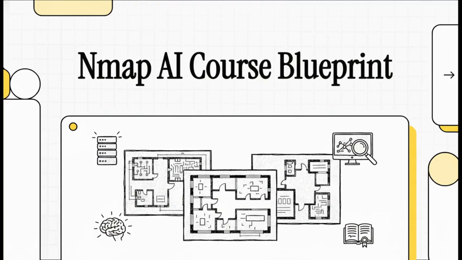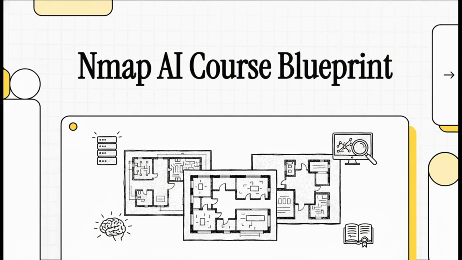Welcome to This Explainer. Today, we're looking at something that is frankly just completely fascinating. We aren't just reading through a text document here, we're actually reverse engineering an architectural blueprint. We're going to look at a single incredibly dense AI prompt that was specifically designed to generate a premium, full-length educational course on Nmap. Now, if you know Nmap, you know it's basically the ultimate X-ray machine that cybersecurity pros use to scan and map computer networks.